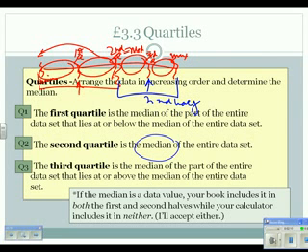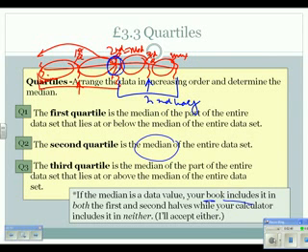Now, there is some controversy, some debate, some disagreement on whether the median, if it's actually part of the data set, should be included in both halves or neither. So if you've got the median that's part of the data set, do I include it? Do I not include it? If I do include it, I should include it in both halves. And if I don't include it, I shouldn't include it in either half. Your book includes it. So Weiss says, yeah, include it.